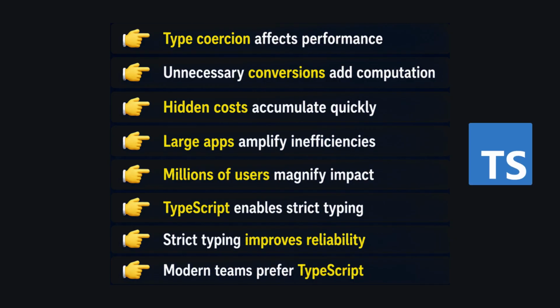Think about YouTube comments. When you post a comment, it instantly appears without reload. That's JavaScript handling dynamic data types in real time. If types were inconsistent, your comment system could break mid-render.